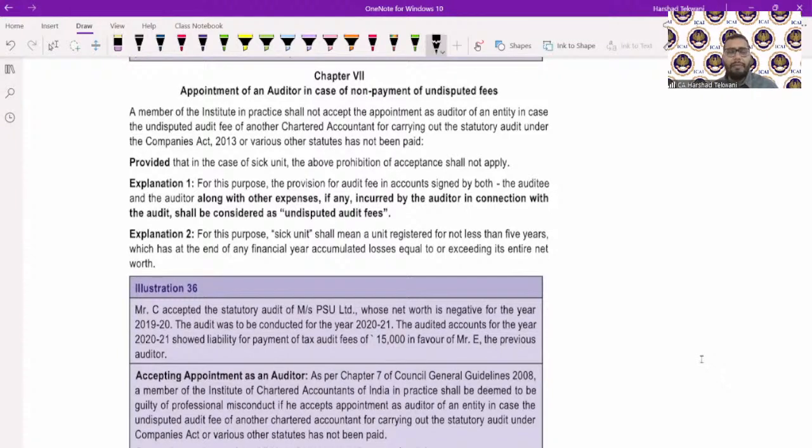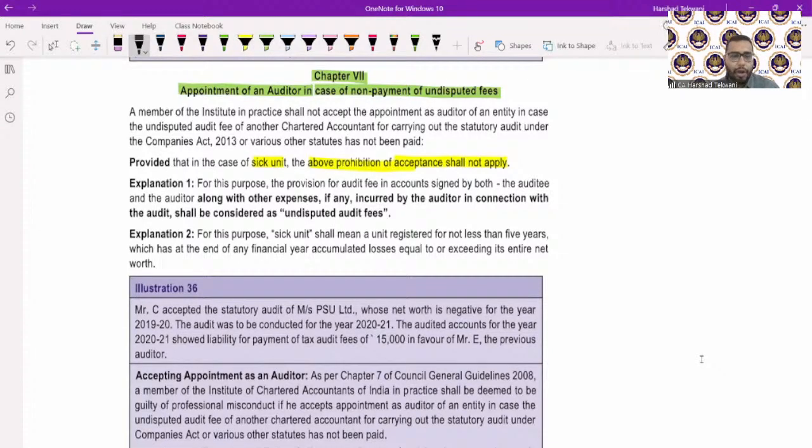Now when I say non-payment of undisputed fee, there was an exception given. The exception given was for the sick unit. This particular scenario is not applicable in case of a sick unit. So the above provision of acceptance shall not apply in case of a sick unit.